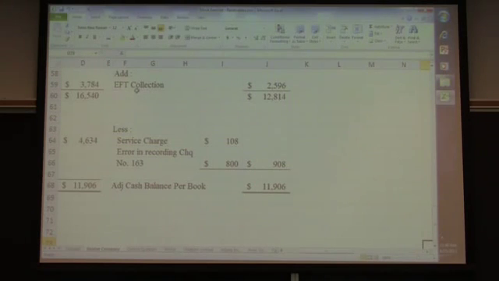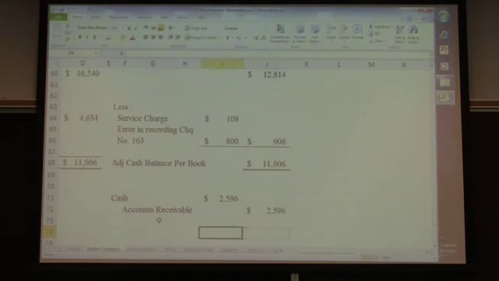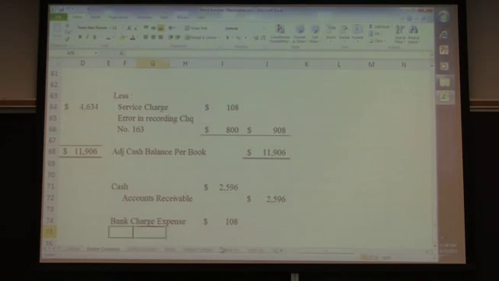The first thing is definitely the electronic collection from the customers through the bank. The entry we have to account for is a debit to cash, because that's the cash we have now received. And we credit accounts receivable because we have now collected the money from the customer, so you reduce the receivable by $2,596. The service charge of 108 should be accounted for as an expense. So we debit bank charge expense of 108, and we reduce the cash by crediting cash for 108.